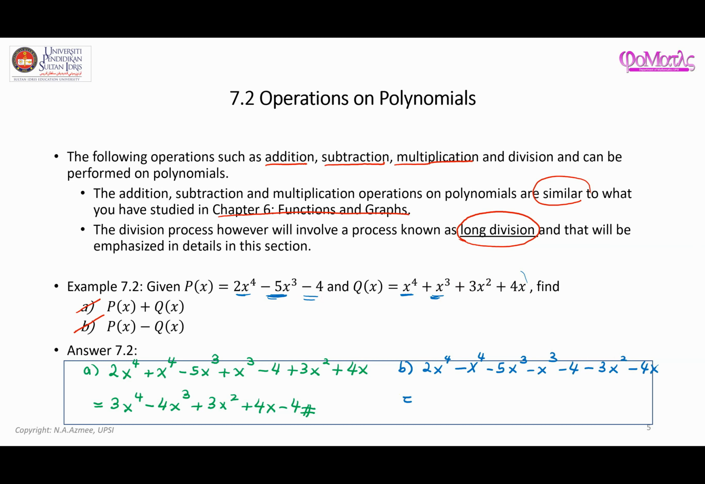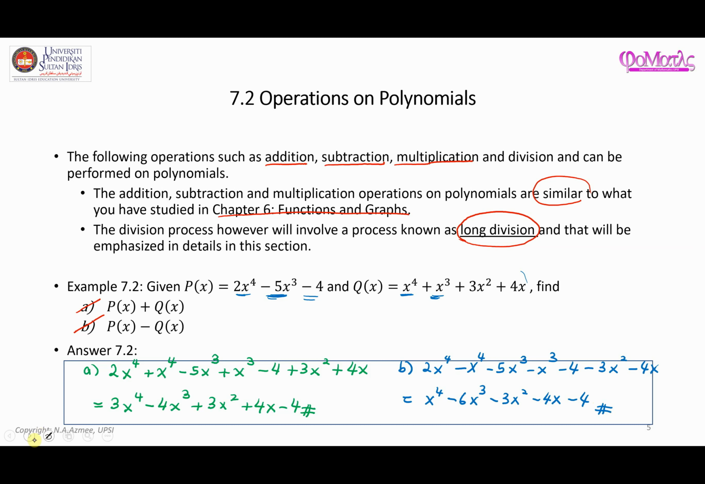Let us simplify this expression. This will be x to the power of 4, and this will be negative 6x cubed. I'm going to rearrange it in a proper order, so this will be negative 3x squared minus 4x minus 4. So that's the answer to question B.